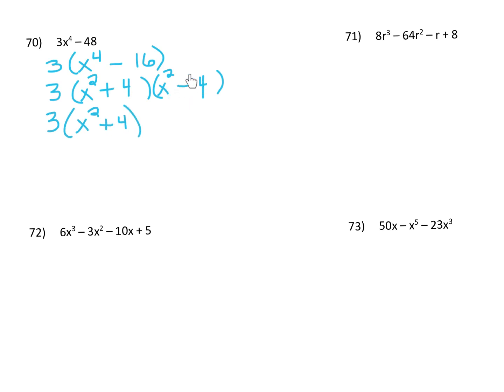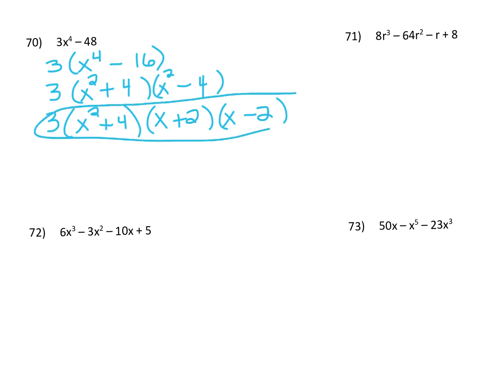And since this is what factors further, we know with dots, we set up two sets of parentheses. We put an addition sign and a subtraction sign. We take the square root of the first term and put it in the first spot in each parenthesis. And then we take the square root of the second term and put it in the second spot in each parenthesis. And from this point, there's nothing else that factors further, so this is our answer.